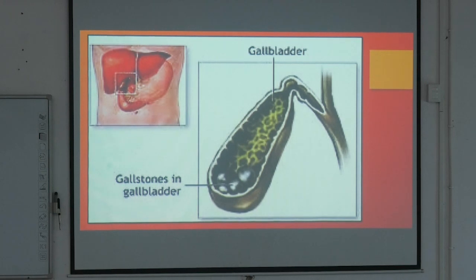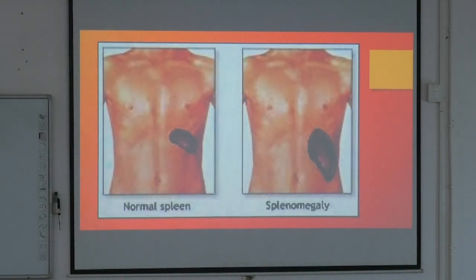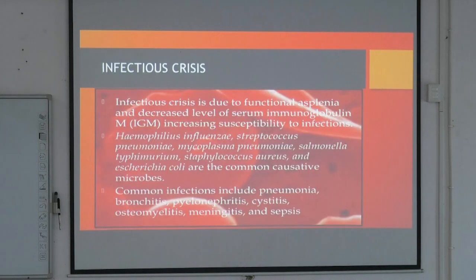Gallbladder, pigmented stone, black color stone, pigmented stone. The same questions may be asked from your surgery professor. Normal spleen and splenomegaly due to peripheral splenic pooling of blood.